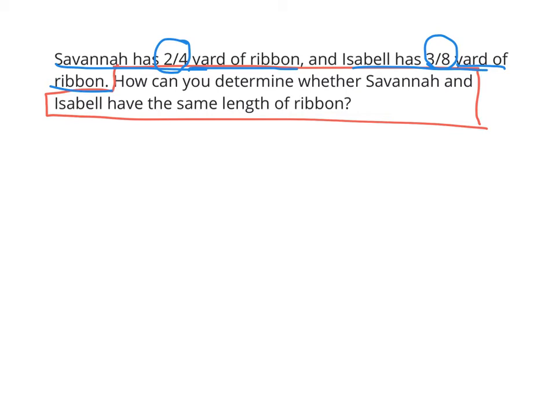So if we're making comparisons, we're going to be using the equal sign to say that it is equal or equivalent, and we're going to use an equal sign with a slash through it if we want to show or represent that fractions are not equivalent. So let's get back to our problem. We have to tell whether 2/4 and 3/8 is equivalent. So let's look at models.